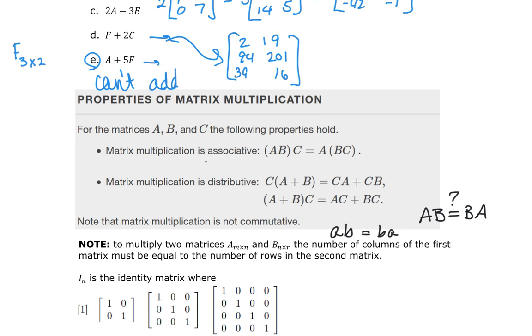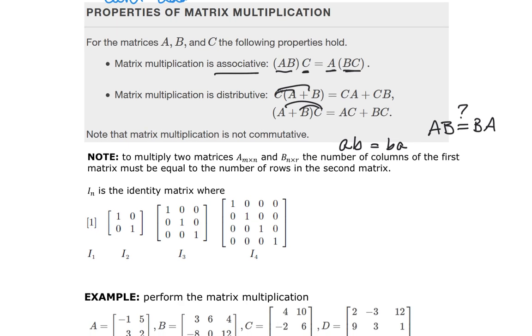But it is associative, which means I can do A times B and then multiply the answer by C. Or I can multiply B times C and multiply the answer by A. It's also distributive, so you can distribute that C onto each one of them. And you can distribute the C also on each one of them going in this direction. But it is not commutative. Can be sometimes, but not always.